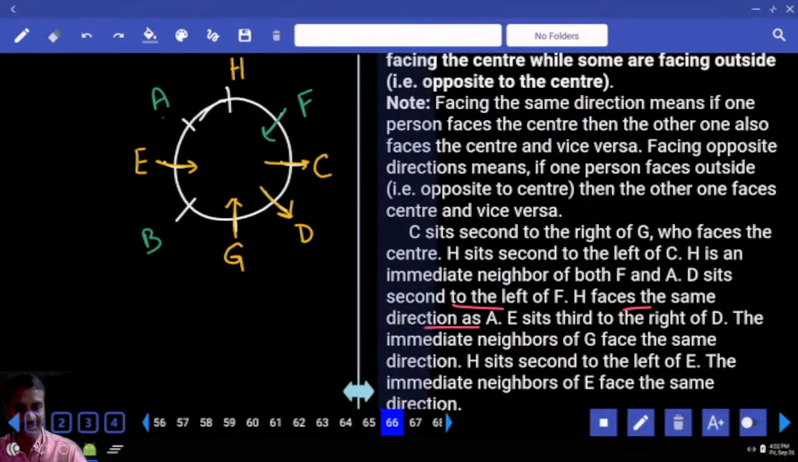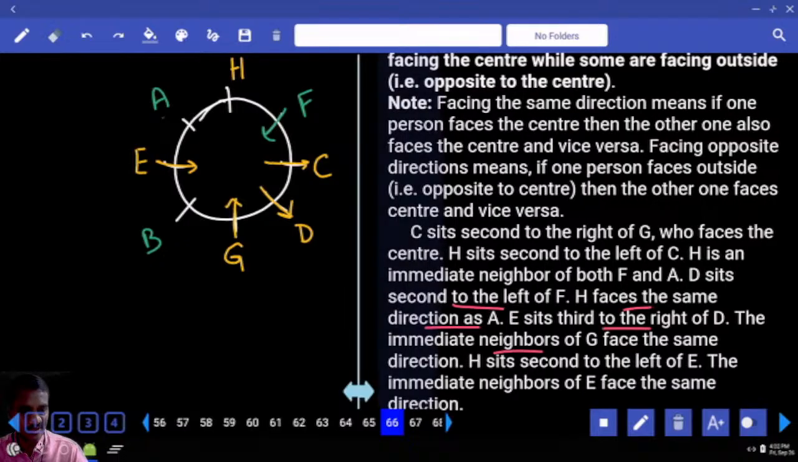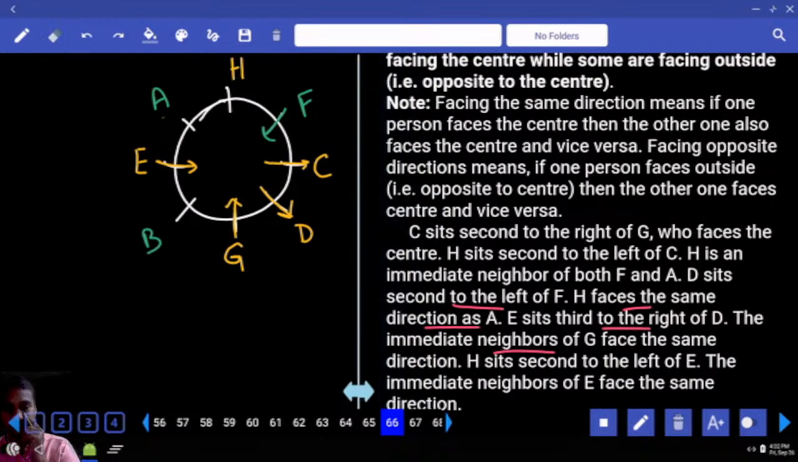And H faces the same direction as A. H and E are facing the same direction. E sits second to the right of D. And the immediate neighbors of G are facing the same direction. Now G's neighbors are facing the same direction. B is also away from the center.